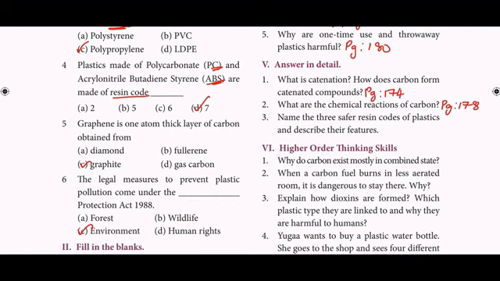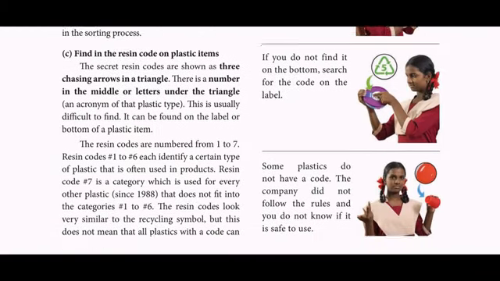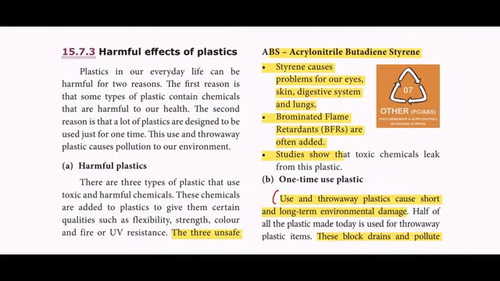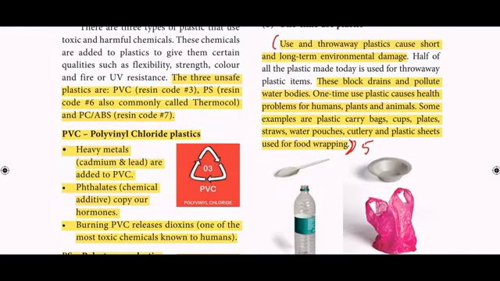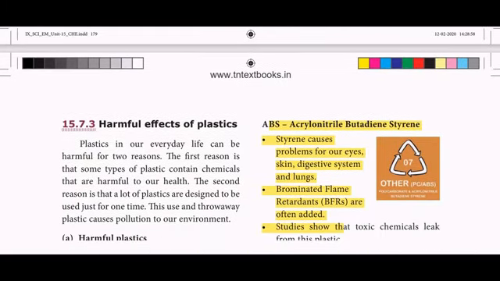Name the three unsafe resin coats of plastic and describe their features. So, this answer is on page number 180. Write from here. The three unsafe plastics are PVC resin coat 3, PS resin coat 6, commonly called thermocol, and PC and ABS resin coat 7. Then write the points below PVC, then about PS, then about ABS.